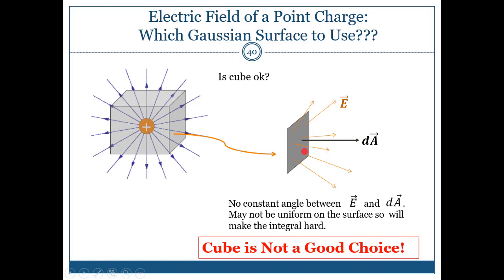Can you here write a constant angle between E and dA? Absolutely not. It is 0 degrees at the center line of the cube, but gets bigger and bigger towards the edges of the cube. So no constant angle. Plus, the E field may not be uniform on the surface. Why? Because all points on the surface are different distances from the charge. Here is the side surface. The center is closer to the charge, the source of our E fields, and these points, for example, on the cube, are further away from the charge. So no constant E, not uniform. The cube is not a good choice, you guys.